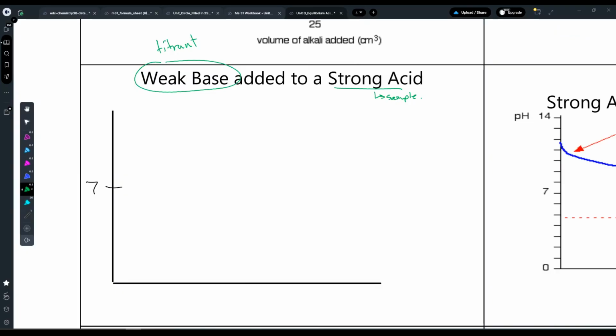Okay, and because we're mixing a strong acid with a weak base, that is going to mean that our endpoint is going to be below 7. So we've got to draw the steepest part of this graph below 7.